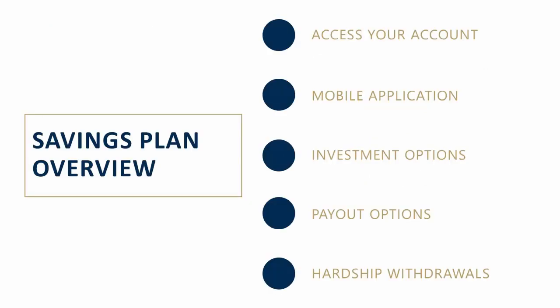Now we're going to give an overview of the savings plan. Now the savings plan account is considered a defined contribution. The savings is included in the fringe benefit package as a set dollar amount that gets allocated to your account for each hour you work, similar to how your annuity account works. However, this account is a participant-directed investment account, meaning you have control on where the money can be invested. So we're going to talk about accessing your account, the mobile application to where you can access your account, your investment options, your payout options, and then hardship withdrawals under the savings plan.